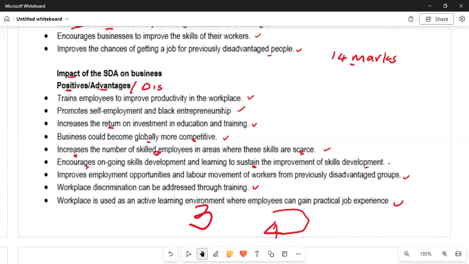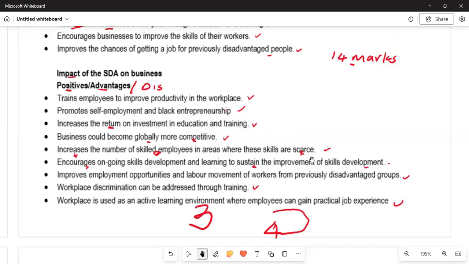Workplace discrimination can be addressed through training. You'll find those people who were previously at a disadvantage, now they are skillful. So it simply says that it will make sure that discrimination will be totally avoided. That is very important in this act. So the discrimination will be totally avoided because now these people will find themselves with the necessary training.